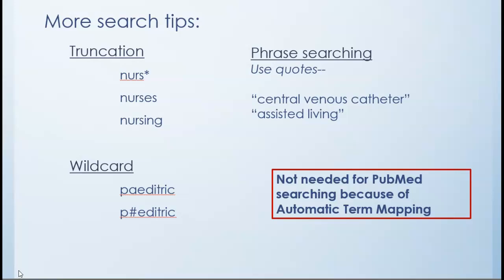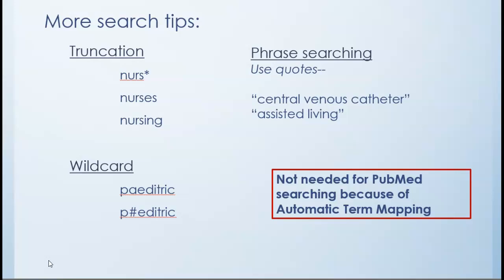Now some more tips when you're using the EBSCO databases are here on this slide. When you're deciding what keywords to use, you can use a tip called truncation, which shortens the word to the root of the word and adds an asterisk, which allows the database to search for nurse, nurses, nursing, etc. It minimizes the typing you have to do on your part.